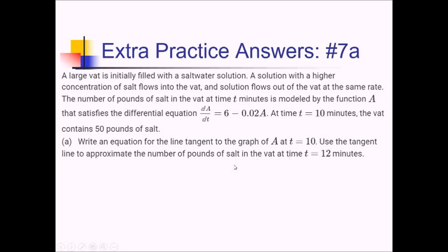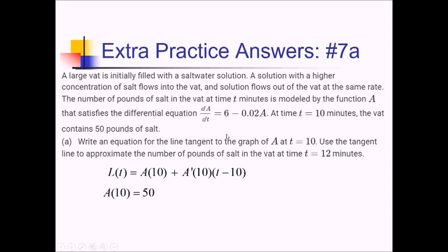All right, my general setup for this, using just my tangent line approximation formula, I'm going to have L of t equals A of 10 plus A prime of 10 times, and then we're going to do t minus 10. Basically, f of a plus f prime of a times x minus a sort of setup. So we need to figure out A of 10, for one thing. The good news is they actually told us that. They said at time 10, the vat contains 50 pounds of salt. They're basically saying A of 10 equals 50. We also need A prime of 10.